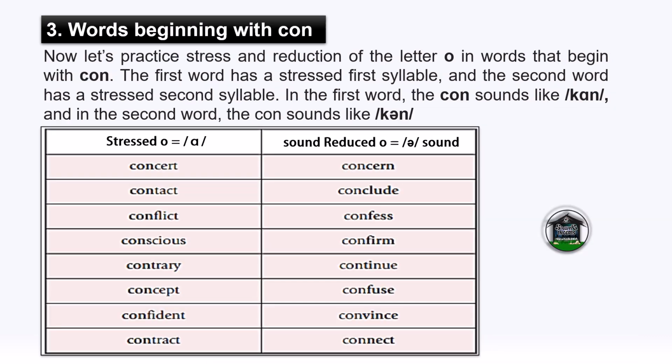Words beginning with C-O-N. Now, let's practice the stress and reduction of the letter O in words that begin with C-O-N. The first word has a stressed first syllable, and the second word has a stressed second syllable. In the first word, the C-O-N sounds like con, and in the second word, the C-O-N sounds like kun.